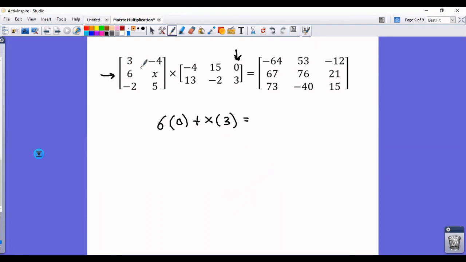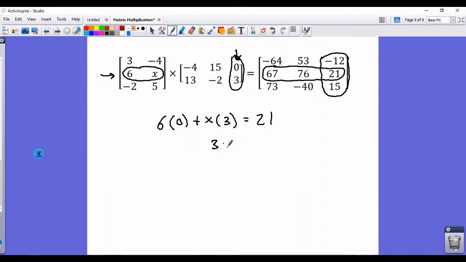Go ahead, somebody say it. Is it the 21? Yeah, I'm doing the middle row, the second row, times the third column. That means my answer has to be in the middle row and in the third column. The number I circled both times is 21, right? 6 times 0 is 0, so 3x equals 21, so x must equal 7.